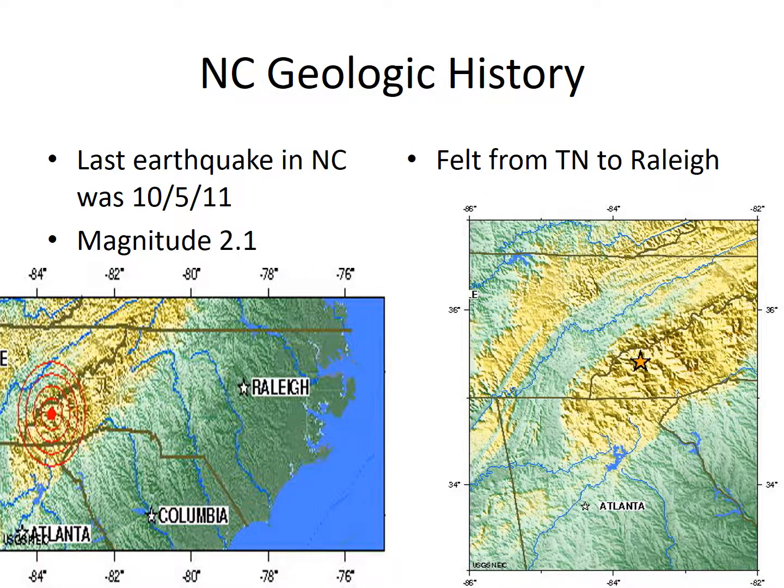All right, so looking at just some recent geologic history in North Carolina. The last earthquake in North Carolina was in 2011. It was a magnitude 2.1. It was in the very western portion of the state, but you could feel it from Tennessee all the way to Raleigh. But it probably wasn't a very big shake.